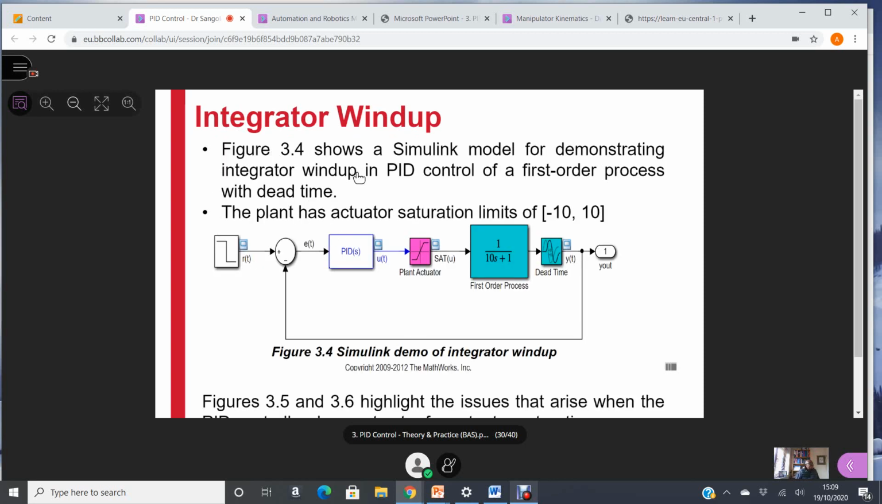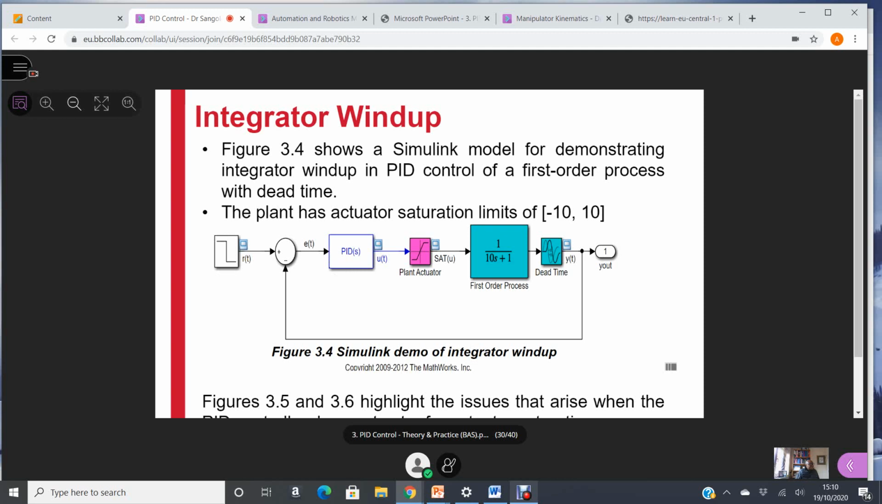Let's look at a simulation which illustrates this problem. This simulation uses a Simulink model in which you have a first order process with transfer function 1 over 10s plus 1, but with a dead time. So it's got a non-linearity there, and then of course we've got a real actuator with saturation limits. We can model that in Simulink. And then we've got our PID controller and the closed loop system. We're testing it for its step response. So that's the model that has been put together in Simulink to demonstrate the integrator windup.